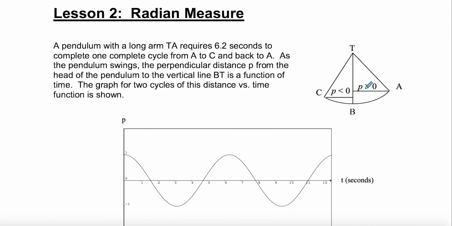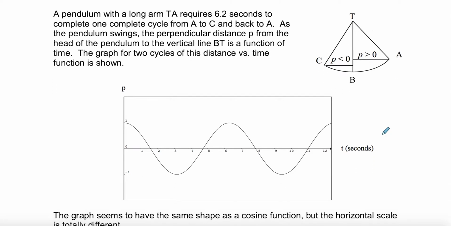If we're talking about P being the perpendicular distance from T to B, P on this side is going to be greater than 0, and P on this side is going to be less than 0. And this takes time for this one swing. If we were going to imagine what that would look like on a graph, it does say it takes 6.2 seconds to complete one cycle.